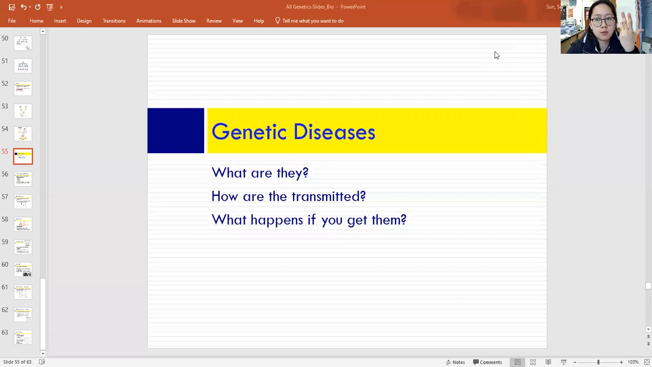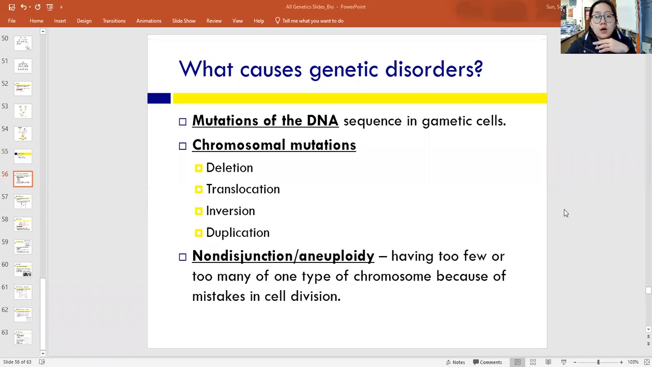All right, now on to some well-known and well-studied genetic diseases that we're going to be talking about. They're pretty interesting because they're based on chromosomal mutations and DNA mutations, and also some chromosomal abnormalities. So, what causes genetic disorders?